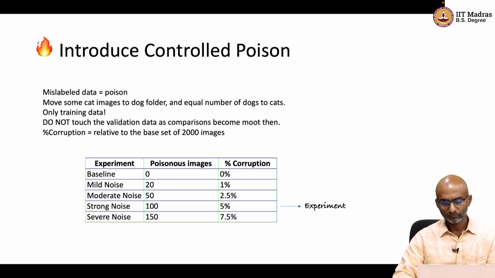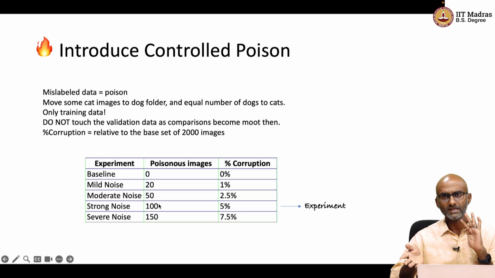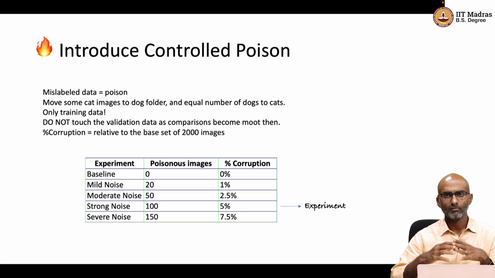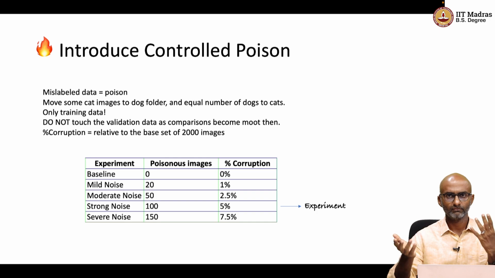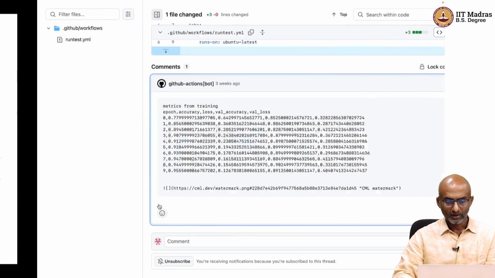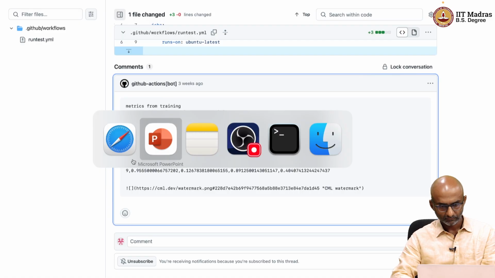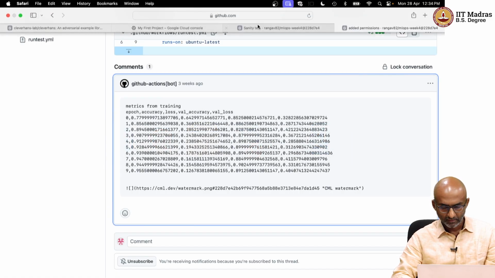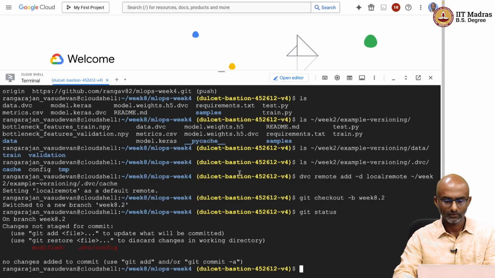So for now, I'm going to focus on this experiment of 100 images because I'm going to need an equal number of cats and dogs to be flipped, right? I'm going to just split the 100 as 50 and 50. So how am I going to do that? Where is the, yeah, there we go.